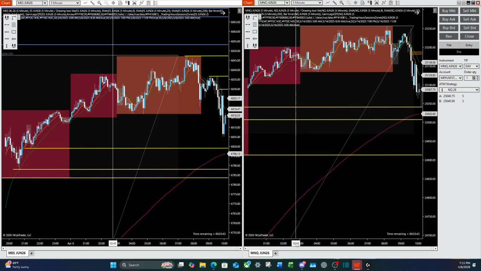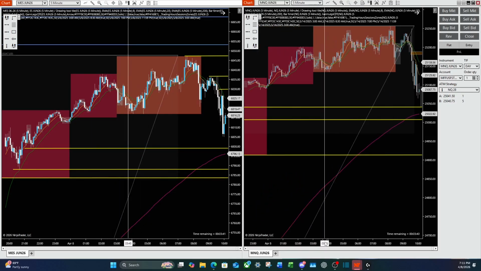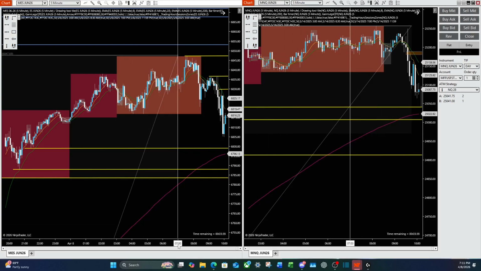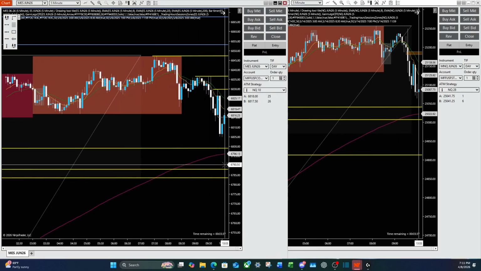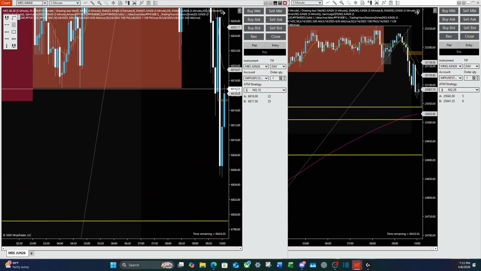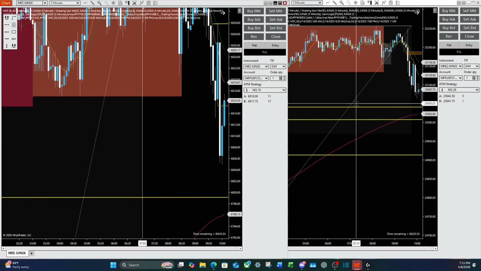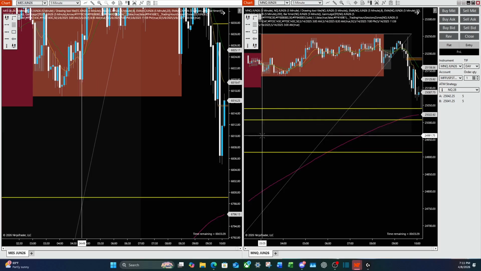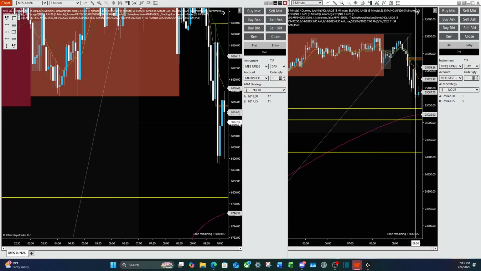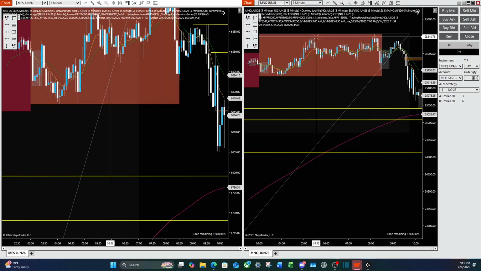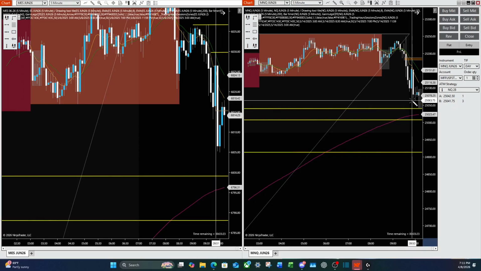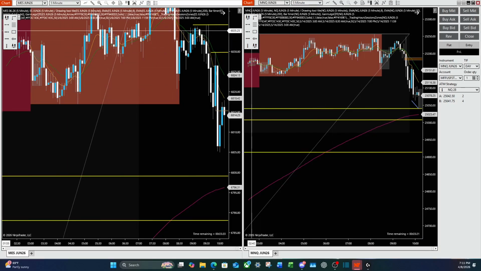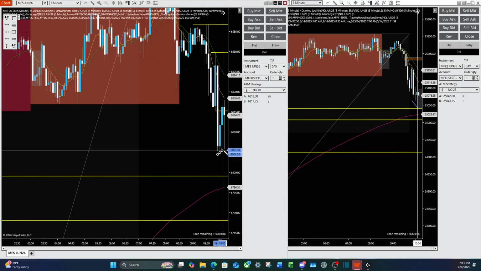And what we get is a very small fair value gap. I think it's a tick fair value gap, but we inverse that, right? And then what we have is an SMT. We have SMT from here to here, from here up to here.